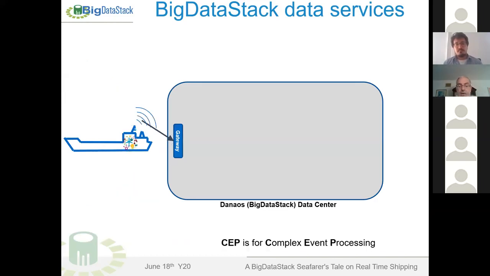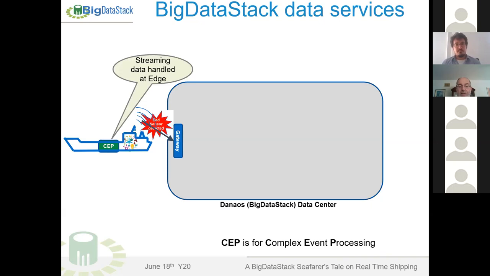And the first component that I want to present is complex event processing. This component permits, first of all at the edge, that is within the vessels, to detect bad sensors. So the IoT data is examined, and in case there is a high probability that the sensor is bad, then an alarm is created and sent along with the IoT data to the data center.